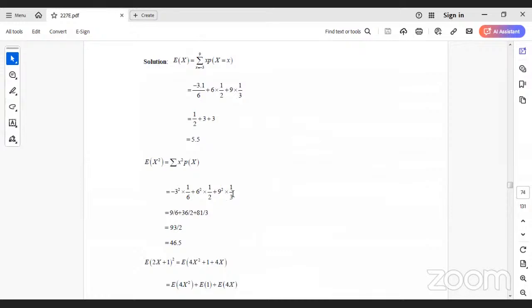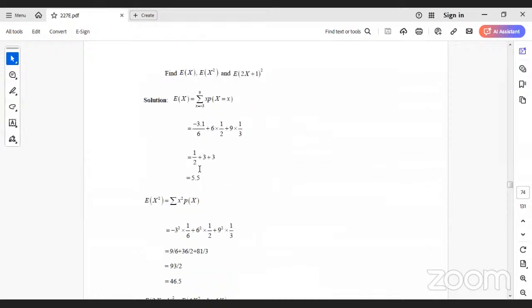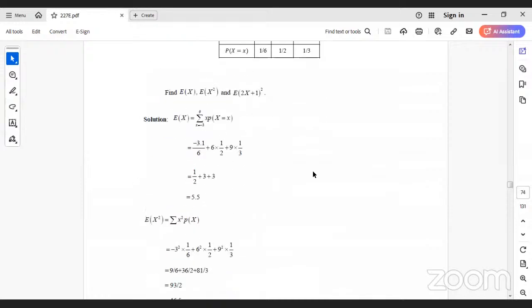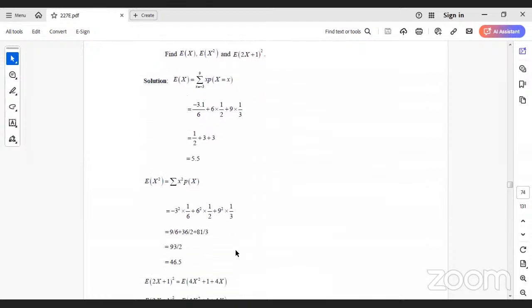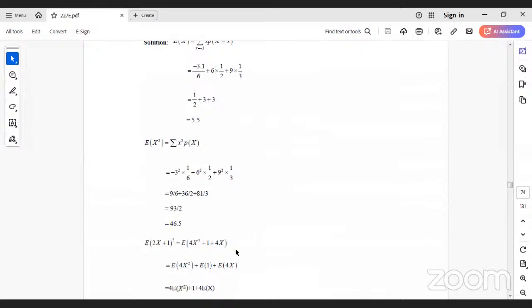E of X square is the summation of x square into p of x: 3 square into 1 by 6, 6 square into 1 by 2, 9 square into 1 by 3. We are taking squares here: 3 square, 6 square, 9 square. So all these are plus, there is no minus here. So 9 by 6 plus 36 by 2 plus 81 by 3, that is 93 by 2, that is 46.5.